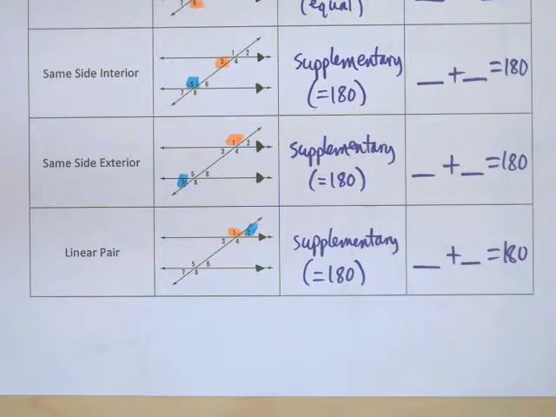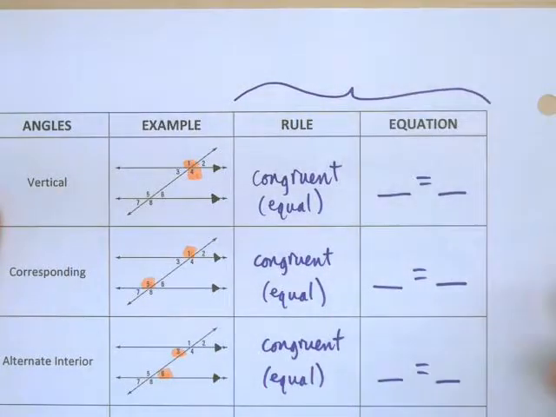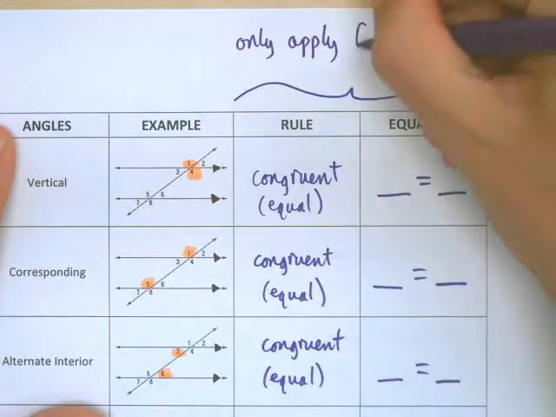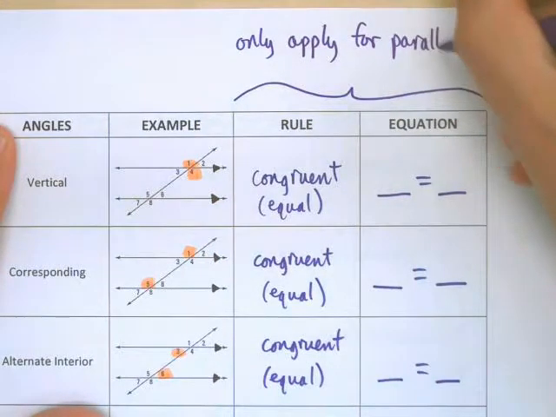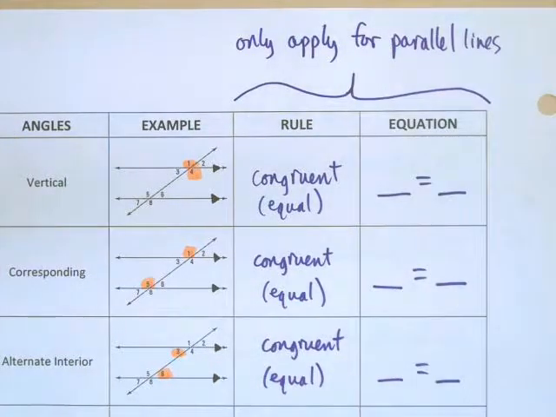A couple more things to keep in mind. These rules and equations only apply if we see parallel lines. These only apply for parallel lines. Now, if you don't feel like memorizing all of these different rules and equations, here's a helpful way for how we can remember.